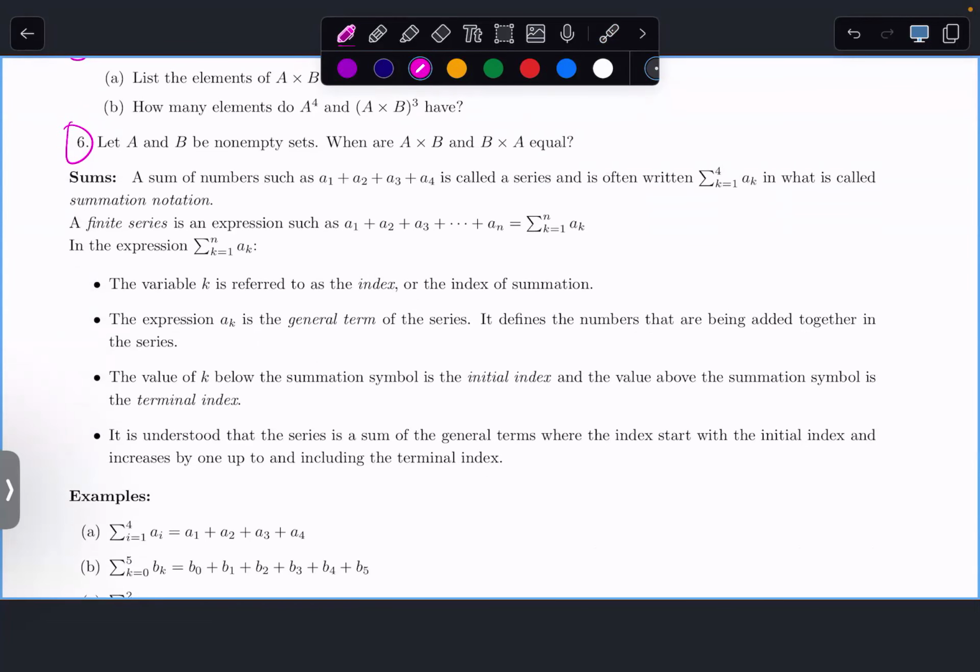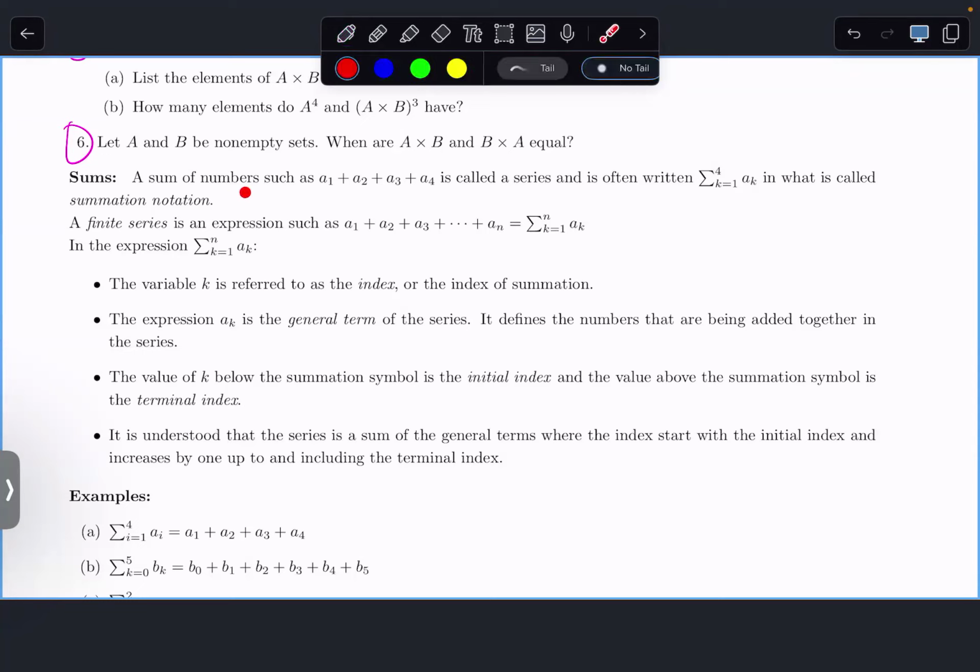Last thing I want to talk about, which is why I had to look ahead, because I almost said that about the power sets. The last thing I want to talk about is sums. Summation notation might be familiar.